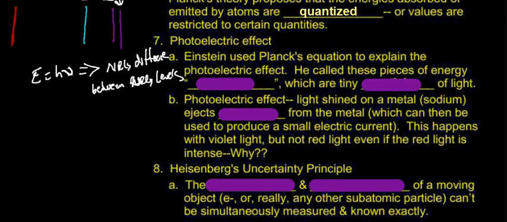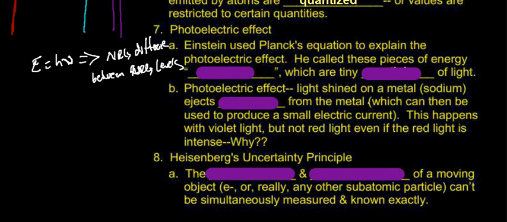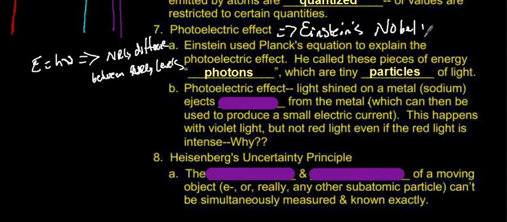Okay, now we finish with the photoelectric effect and the Heisenberg uncertainty principle. Einstein used Planck's equation to explain the photoelectric effect. He called these tiny pieces of energy photons, which are tiny particles of light. And mind you, this is what Einstein earned his Nobel Prize for, this photoelectric effect. Not the theory of relativity. He never earned one for the theory of relativity. He earned it for the photoelectric effect. Okay, and here's what it is.